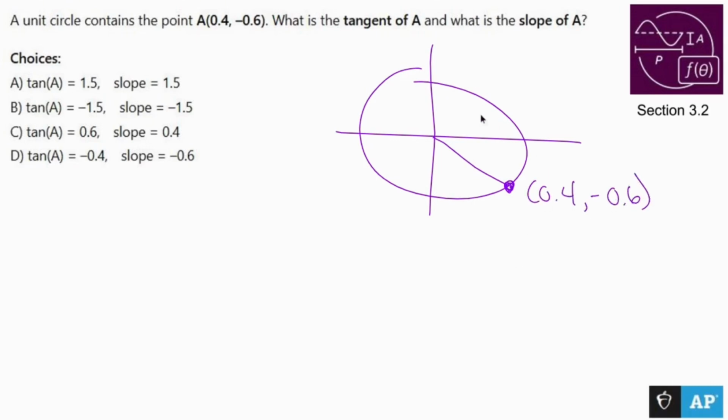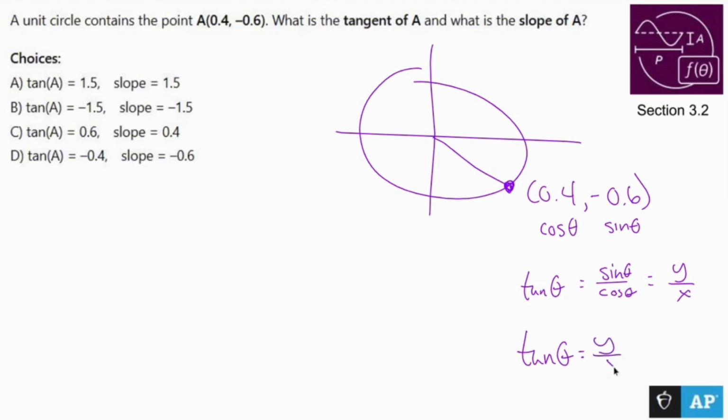All right, I know that sine is my y value. I know that cosine is my x value. And tangent is sine over cosine, which means my y over my x. So memorize that. That tangent is just simply y over x.